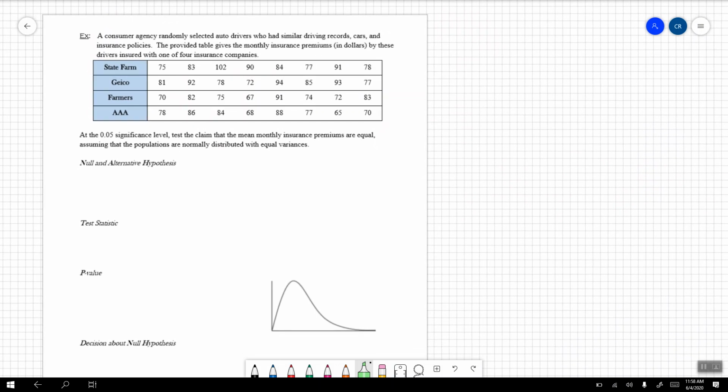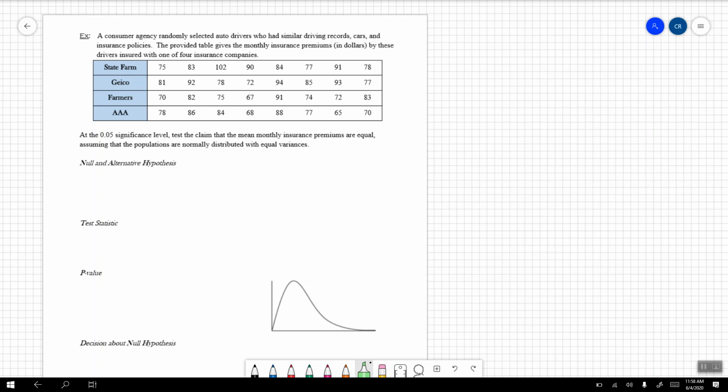So a consumer agency randomly selected auto drivers who had similar driving records, cars, and insurance policies. The provided table gives the monthly insurance premiums in dollars by these drivers insured with one of the four insurance companies. So again, we have four insurance companies. We have State Farm, Geico, Farmers, and AAA.